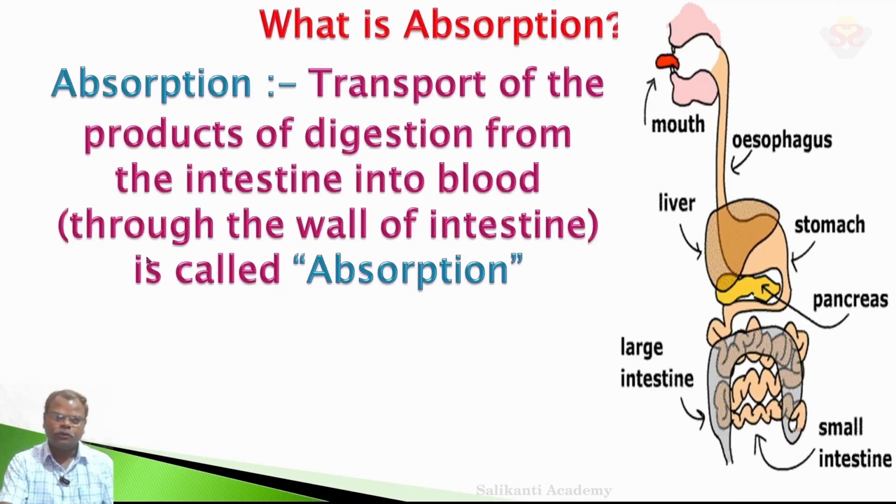Now we know the definition of absorption. Absorption is the transport of the products of digestion from the intestine into the blood through the wall of the intestine. Are you clear about absorption?